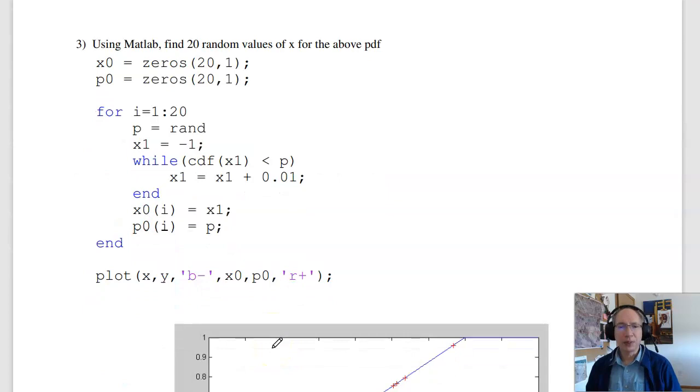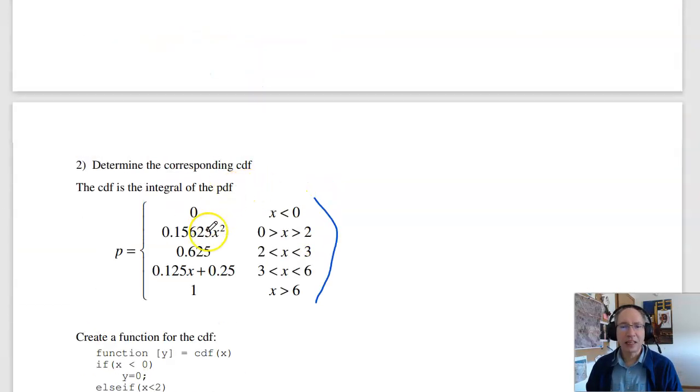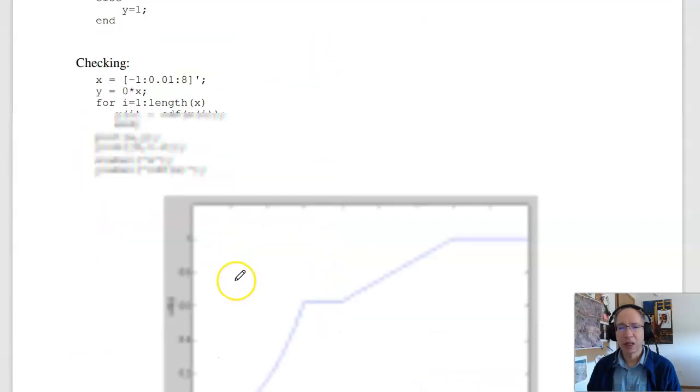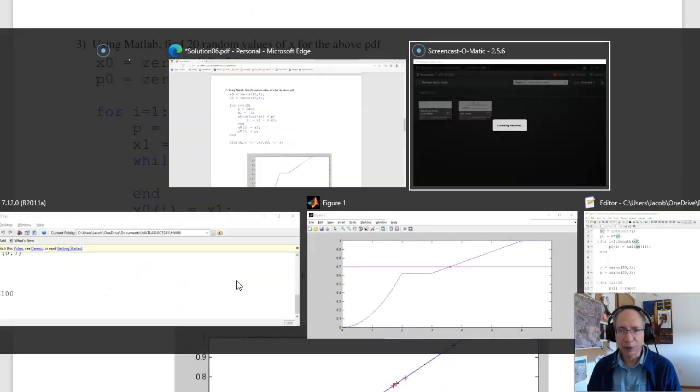Problem 3. Using that, find 20 random variables of x from the above PDF. Now there's a couple ways of doing that. You can sit there and take the inverse function, given x, find p, given p, find x. That's a valid solution. Another way is to use numerical methods. So I'm going to show you 2 different numerical methods.